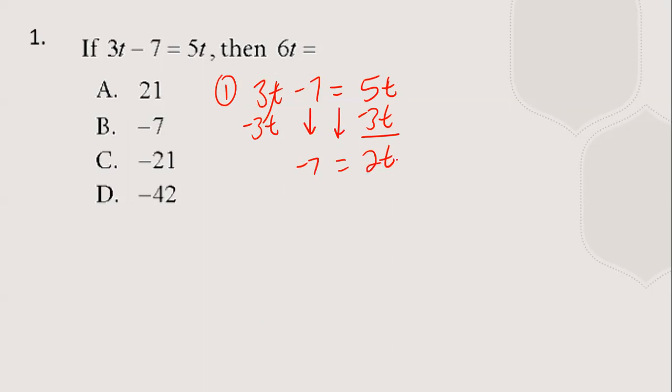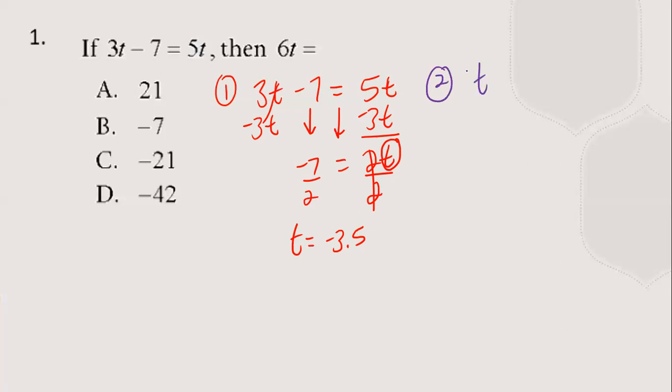All right, t is not by itself yet, so what do I need to do to get t all alone? Divide, because this is multiplication. The opposite of multiplication is division. What is -7 divided by 2? -3.5. If you have $7 and you split it between two people, each person gets $3.50. So step one is done. Step two is to solve the problem.